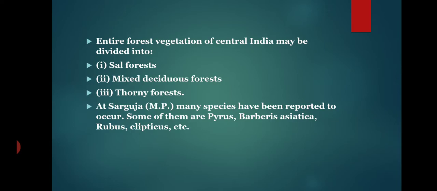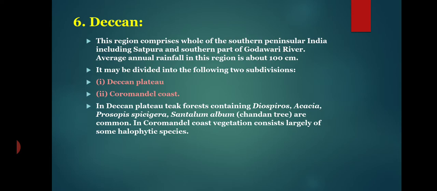Then the entire forest vegetation of central India may be divided into sal forest, mixed deciduous forest, and thorny forest. Deccan Plateau. This region comprises the whole of southern peninsular India, including Satpura and southern part of Godavari river. And it is divided into two subdivisions, that is Deccan Plateau and Coromandel Coast. These are all portions we already studied in school days as part of geography. So in Deccan Plateau, teak forests containing Diospyros, Acacia, Prosopis, Santalum album, that is Chandanam, are common. Okay, in Coromandel Coast, vegetation consists largely of mangrove vegetations or halophytic species.